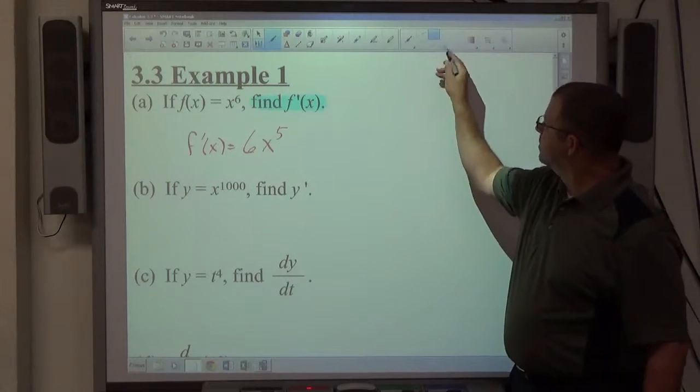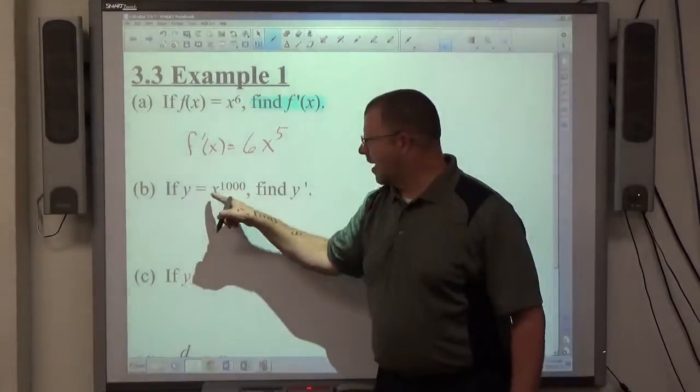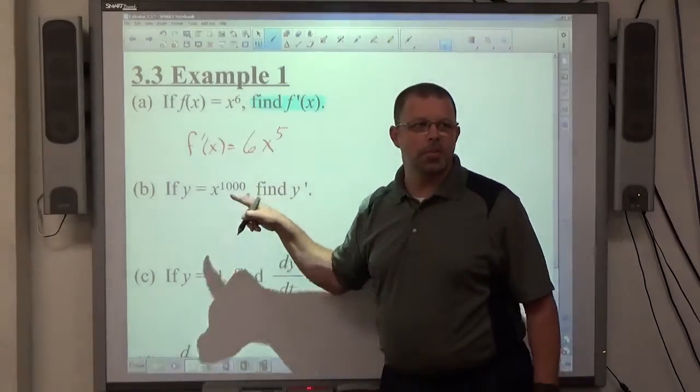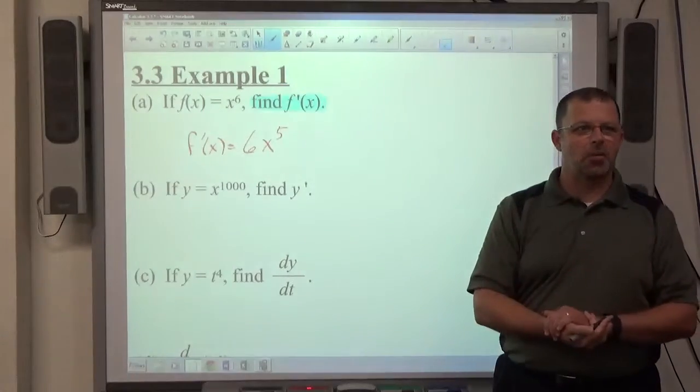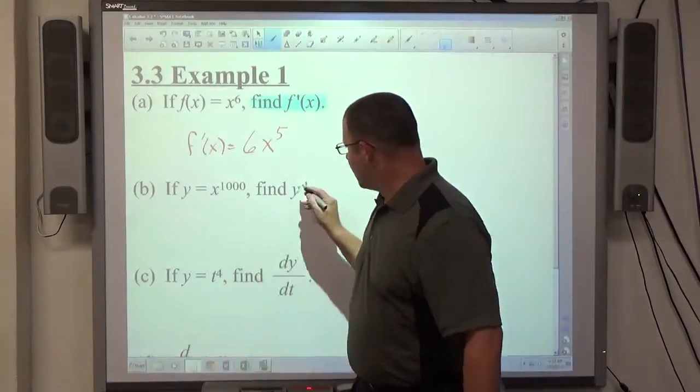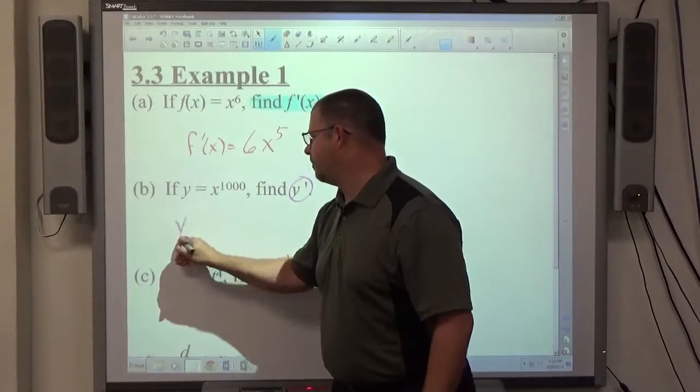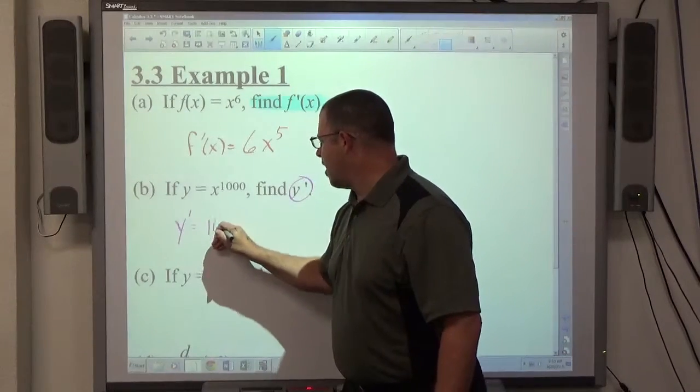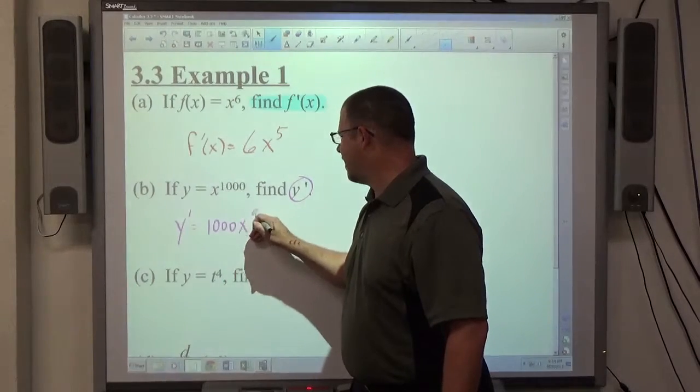Look at part B. y equals x to the 1000th power. Thank goodness there's a power rule, because (x + h) to the 1000th power would not be very pleasant to do on our paper using the definition of derivative. This says find y prime, so y prime is going to be 1000x to the 999th power.